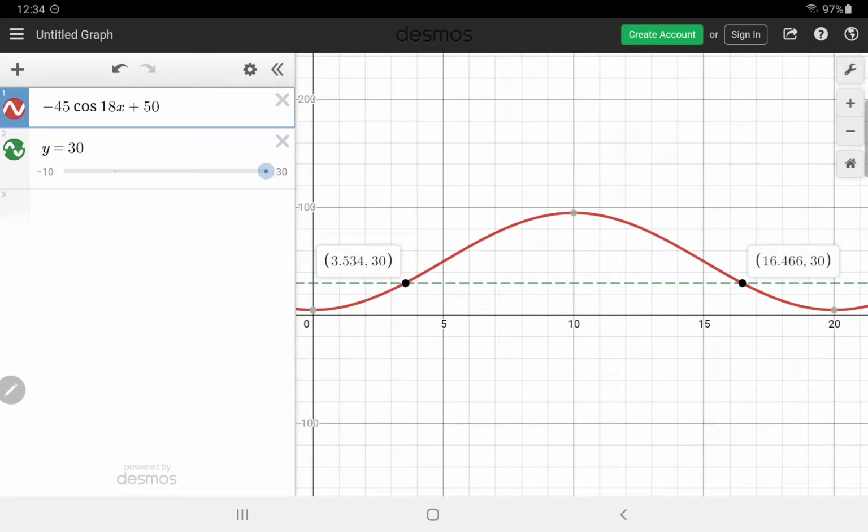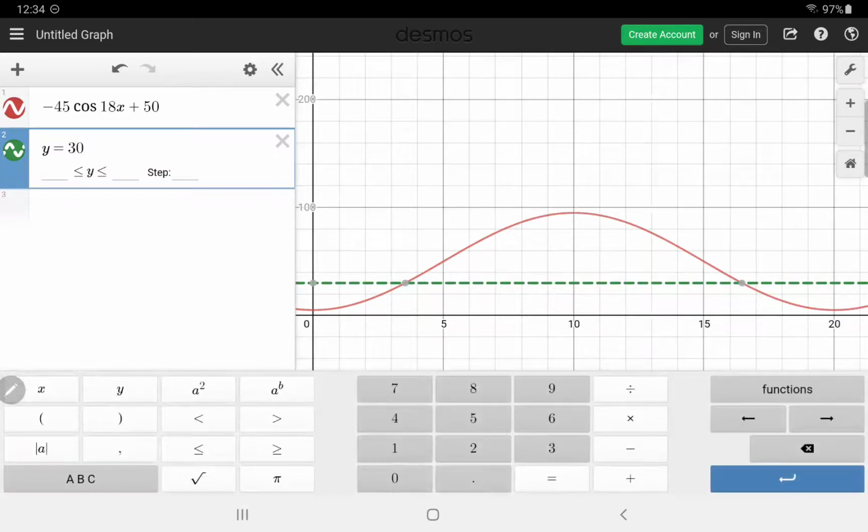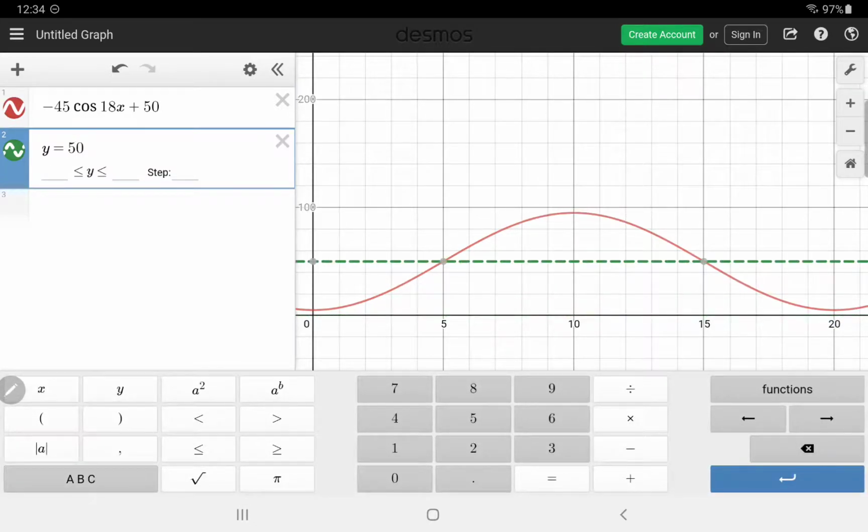All right. And if we wanted to put in the axis of the curve, we could change this to 50. Remember, this was the very center of the graph. We can see that there's an equal distance from this axis of the curve to the max and from the axis of the curve to the min.